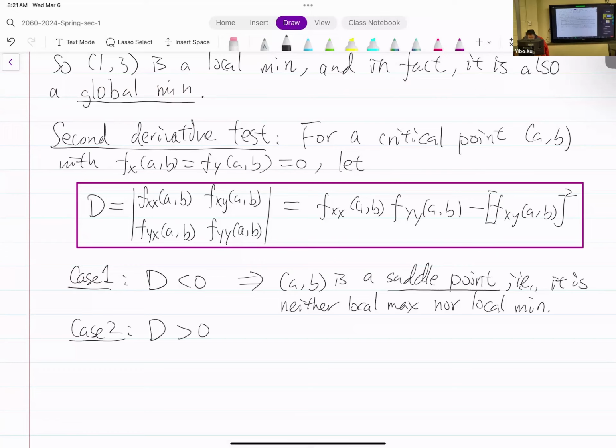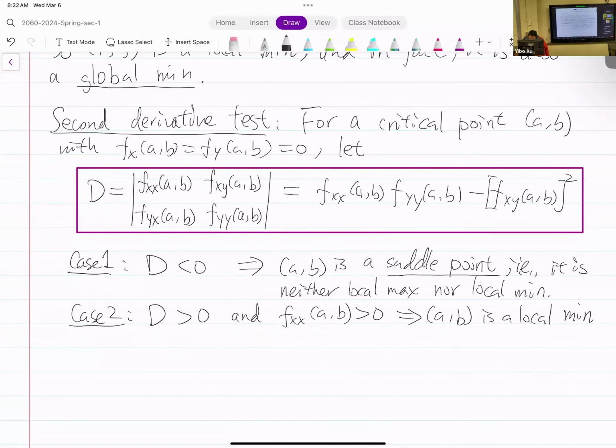When cap D is positive and f sub xx, this is what we call the principal minor. Basically this is the first row, first column value, okay? So the sign of this is important. When this is positive, we can conclude that AB is giving you a local minimum. So you need both cap D and f sub xx to be positive, okay? So that gives you a local minimum.